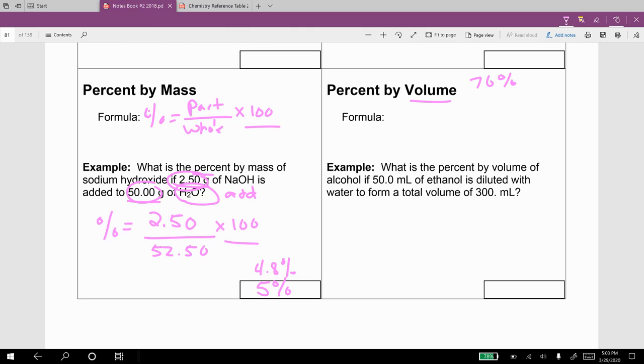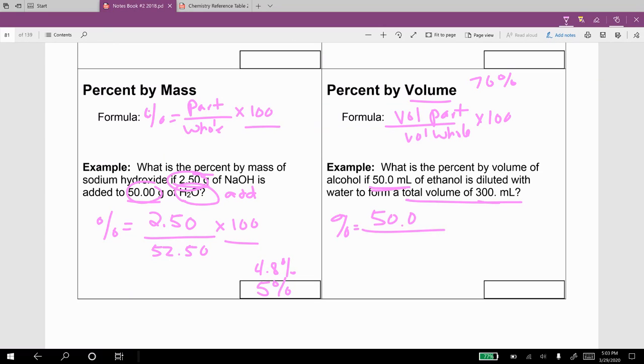So then I'm going to take my volume of the part divided by the volume of the whole, and I'm going to multiply by 100. So now what is the percent by volume of alcohol if 50 milliliters is diluted with water to form a total volume of 300? Okay, so my volume of my part is equal to 50.0 divided by the whole.